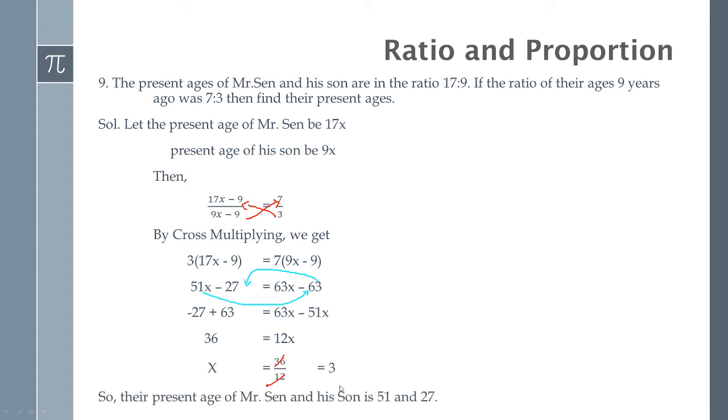So x value is 3. So the present ages of Mr. Sen and his son are 51 and 27. How did we get 51 here? Here 17 into x, that is nothing but 3. 17 threes are 51. In the same way, his son's present age is 9x, that is nothing but 9 into 3. 9 threes are 27.